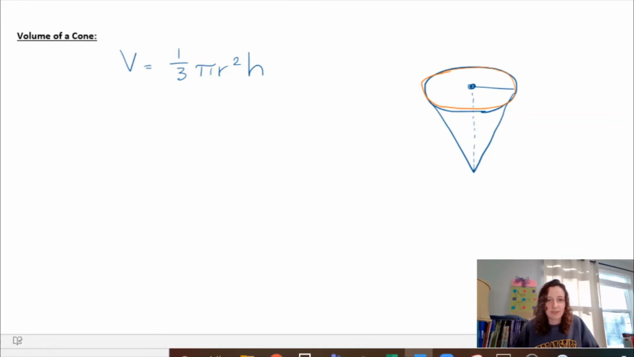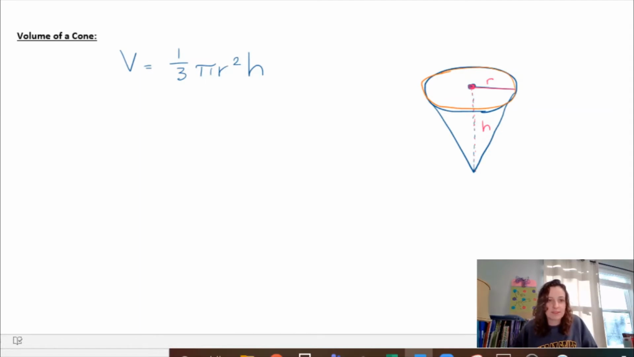In this picture here, remember that this would be your radius, the distance from the center of the circle to any point on the outer edge. And then the distance from the center all the way to the bottom peak here, that's going to be the height. And you can plug those values in. So let's do an example here.